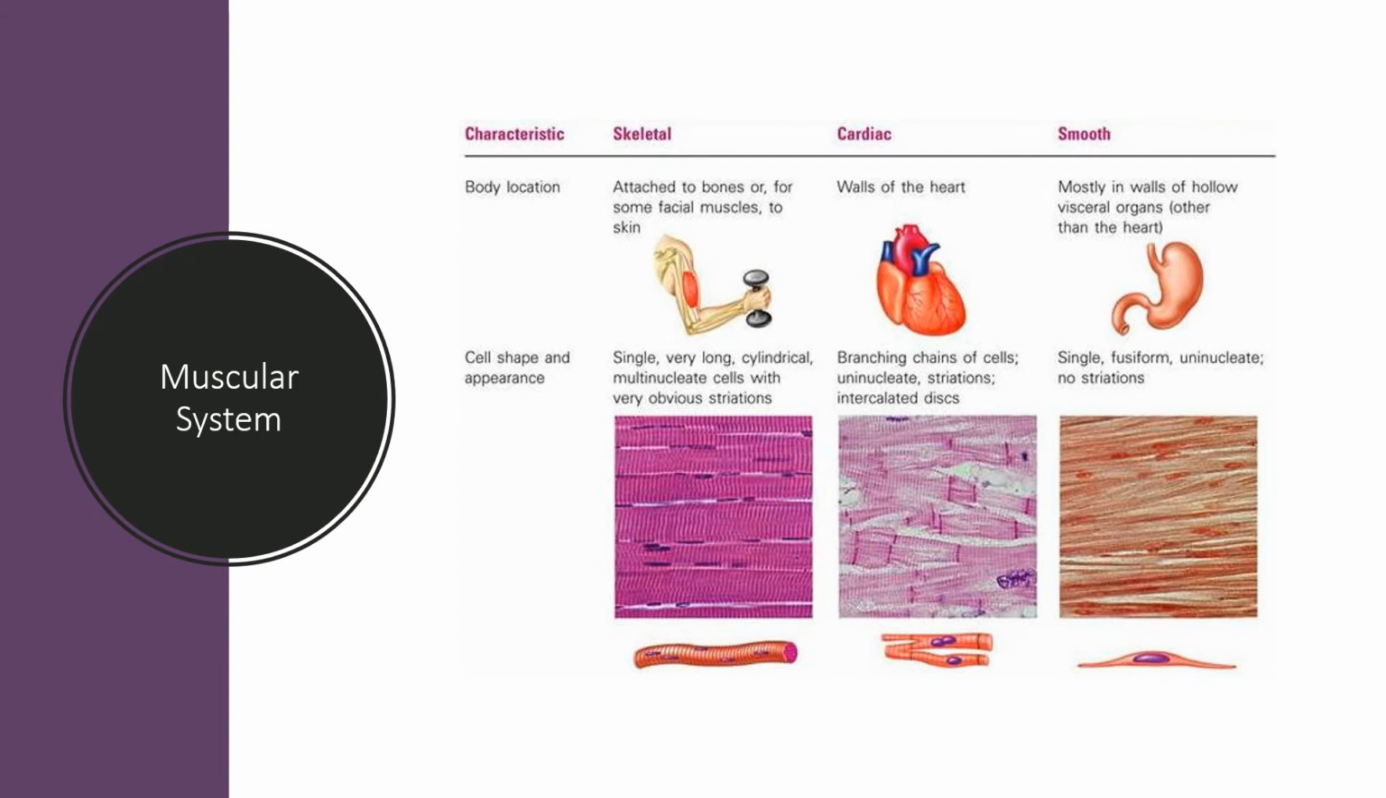Skeletal muscle is striated and it's multinucleated. There's also cardiac muscle, which is the walls of the heart. Cardiac muscle is uninucleated, but it also has striations and what are called intercalated discs. Smooth muscle is found in the walls of hollow visceral organs other than the heart, such as your stomach. And these are also uninucleate, but they don't have striations or the intercalated discs.